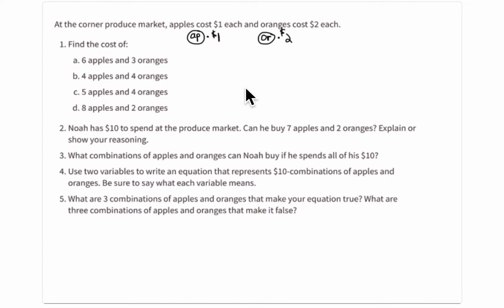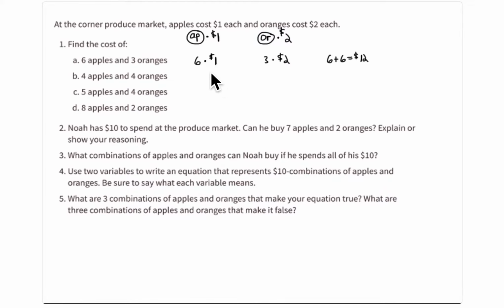Well, to keep track of it, I'm going to make a little table here. It's $1 for each apple. So I'm going to multiply the number of apples times $1. I'm going to multiply the number of oranges times $2. So 6 apples, that's $6. 3 oranges, that's also $6 because 3 times $2 per orange is $6. Add them together, you get $12.